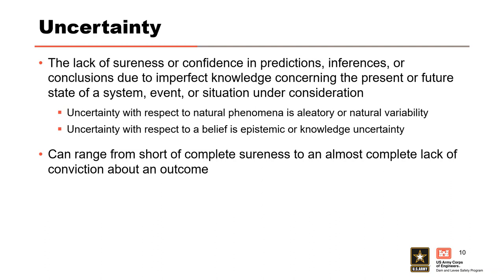Uncertainty is the lack of sureness or confidence in our predictions or conclusions due to imperfect knowledge concerning the present or future state of a system, event, or situation under consideration. Uncertainty with respect to natural phenomena is defined as aleatory uncertainty or natural variability, while uncertainty associated with a belief is defined as epistemic or knowledge uncertainty. The degree of uncertainty often depends on the information available at the time and can range from short of complete sureness to an almost complete lack of conviction about an outcome.